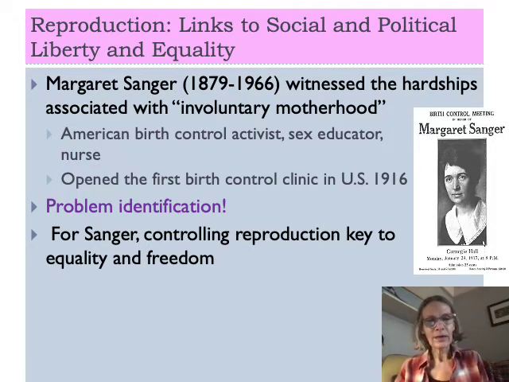And so for Sanger, controlling reproduction was key to equality and freedom for women, that you can't pursue your educational endeavors or your economic endeavors, or really be in a relationship and realize the kind of freedom in a relationship that you want if every time you have sex you're worried about getting pregnant. And so Sanger really wanted to bring access to birth control to families and to women in particular, because she really felt that it was a key to women's liberation.